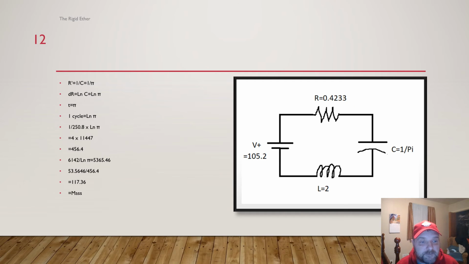And we see on the left hand side there where the capacitance is 1 over pi, and 1 cycle, of course, is, as I said before, on the energy time diagram, the ln of pi. And we calculate the mass, 117.36. There's actually 116 elements in the periodic table, and there's 2 that are unstable, 117 and 118. We see that number crop up all the time in astrotheology.